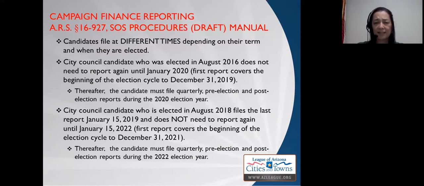So again, it is about 3 years where they're not actually reporting. And I know that seems really strange. And it's also a little bit more cumbersome for you to keep track of which candidates file and which candidates don't file. Let's see, I have a question.